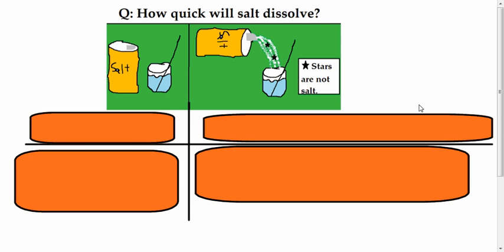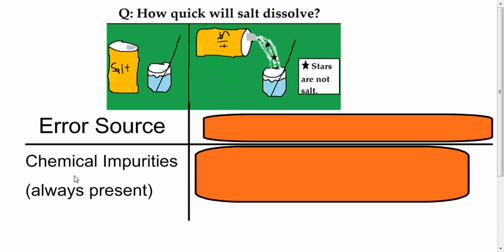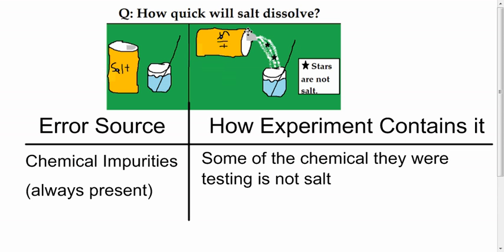Now here's another one. Let's say I wanted to study how quickly salt will dissolve, and I have some salt and I have some water. My error source in this one is that there are chemical impurities within the salt itself. These chemical impurities are always present whenever we deal with chemicals. So when they add the salt, they're actually adding some things that are not salt, and that may affect their results in some manner.